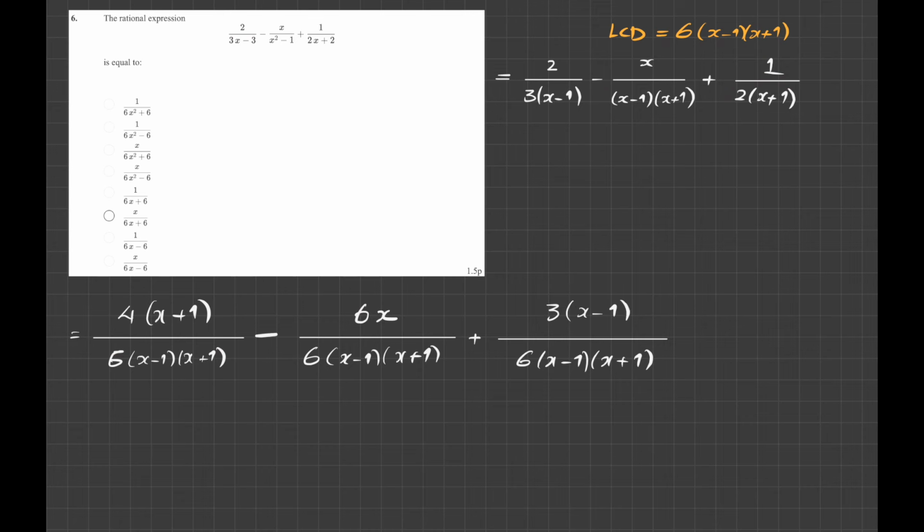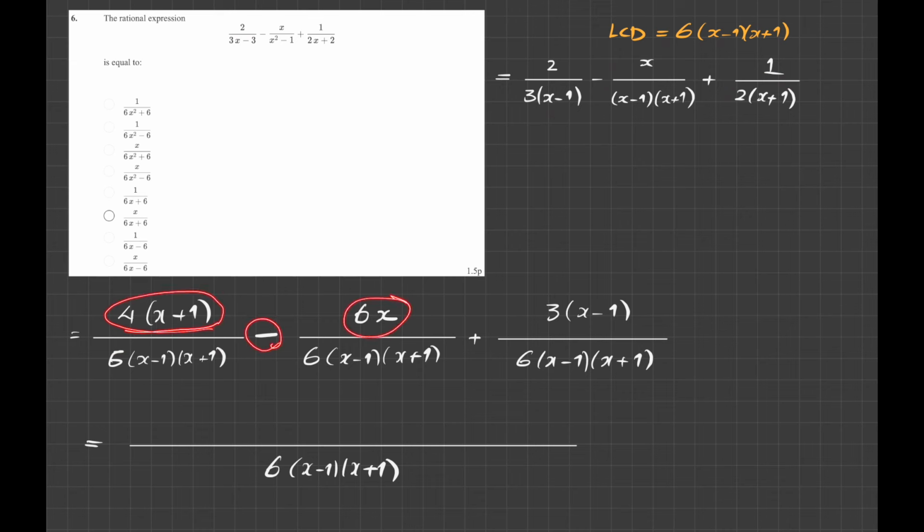And now that all the denominators are the same, you write a common denominator, and then you start adding: you take this one minus that one plus this one, okay? So it becomes 4 times x plus 1, minus 6x, and then plus 3 times x minus 1. So let me clean, we don't need that long one.